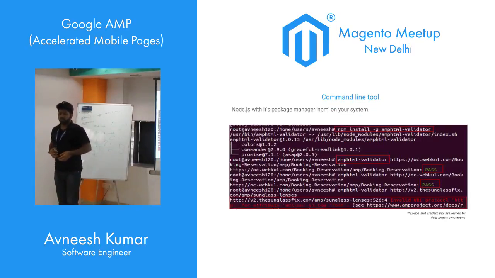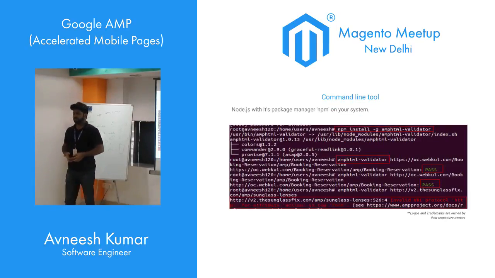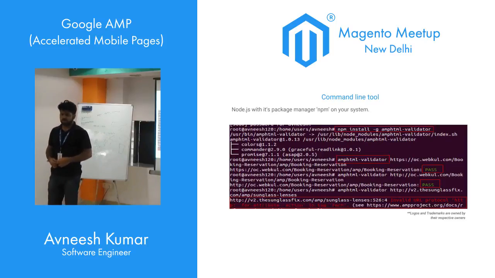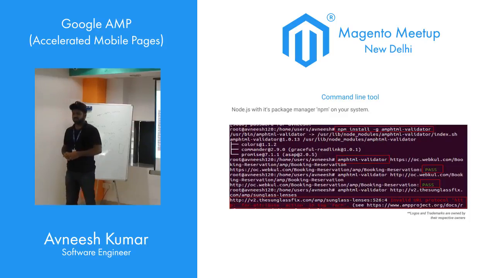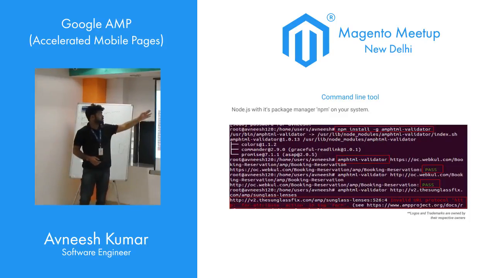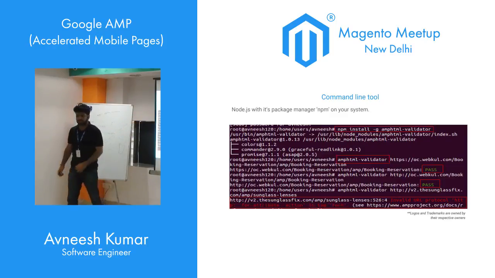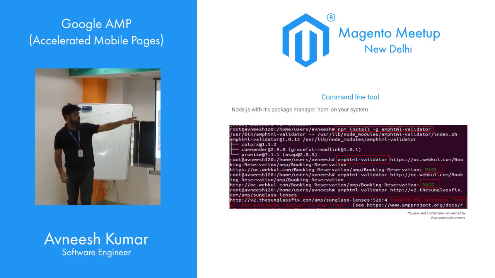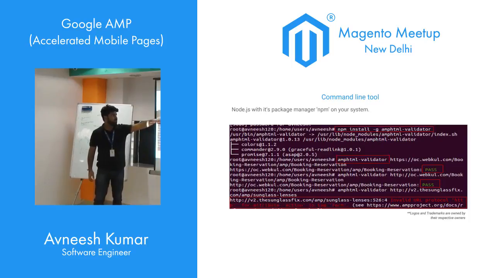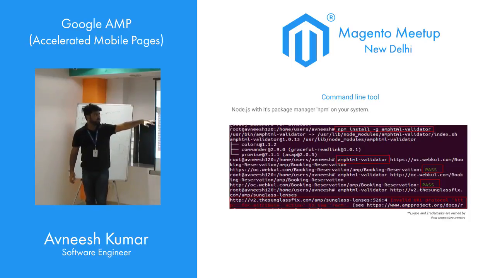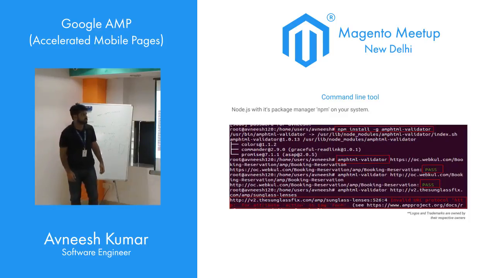Third is our command line tool. We can also validate our AMP page by using the command line tool. To install the AMP HTML validator in our system, we must have Node.js with its package manager called npm on our system. So that is the command: npm install -g amphtml-validator to install the tool on your system.